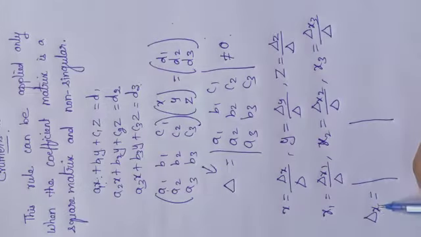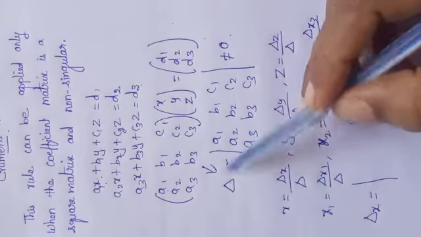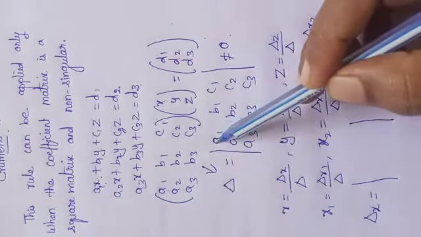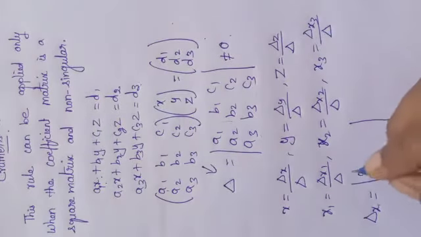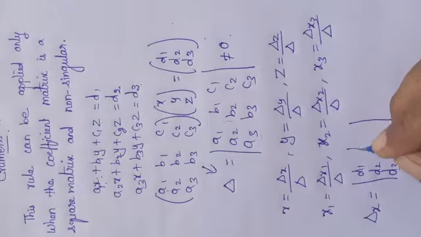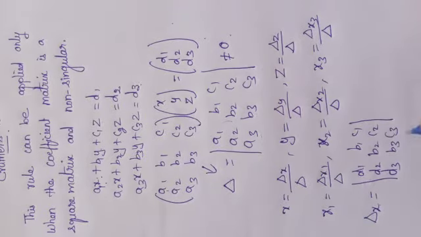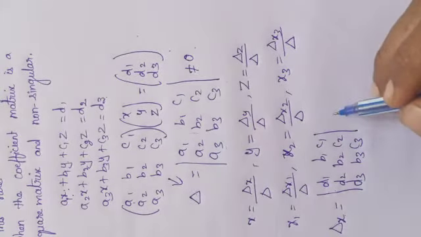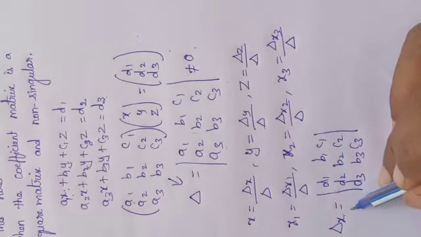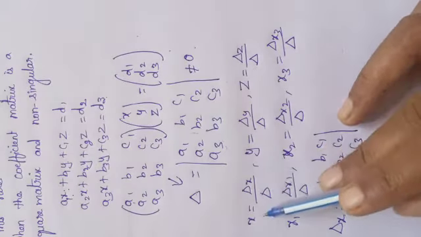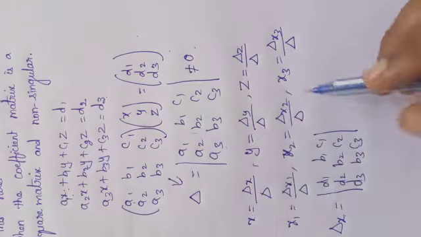Now, what is delta x? Delta x is nothing but, in that delta, in the place of x coefficients, we have to substitute the constant values, that is d1, d2, d3. The remaining will be the same: b1, c1, b2, c2, b3, c3. After simplifying, we will get the value of delta x. We can divide it and get the answer of x.